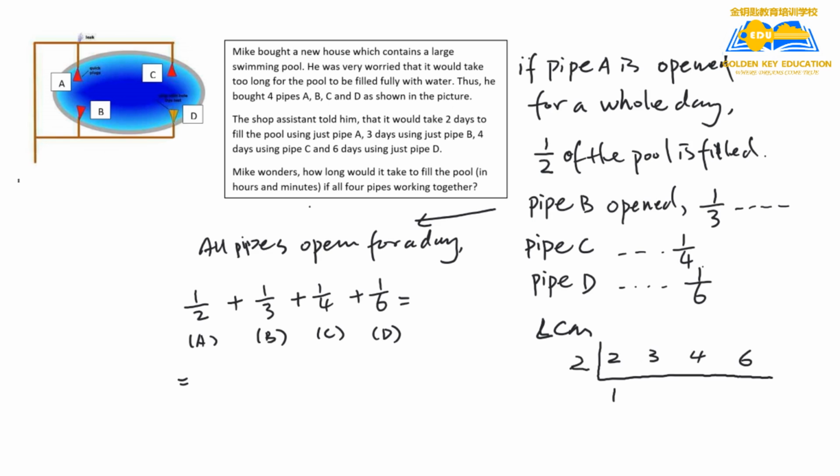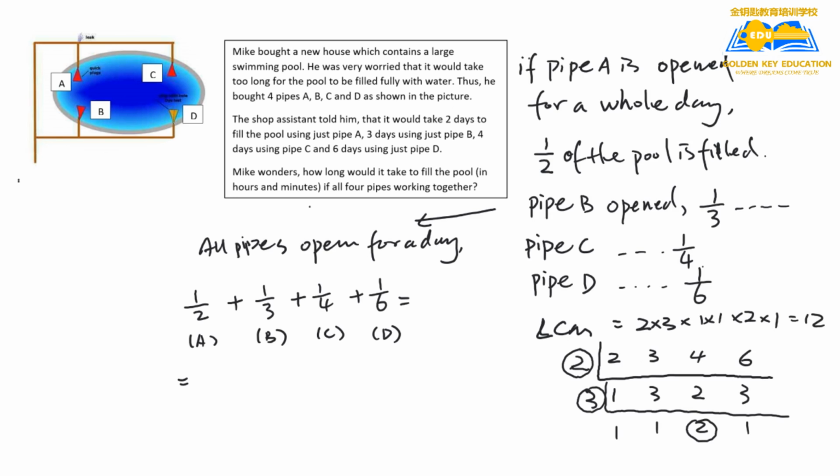So 2 divided by 2 is 1. 2 doesn't go into 3, just copy that down. 4 divided by 2 is 2. 6 divided by 2 is 3. Just keep going. You may realize 3 also goes in here, so we get 1, 1, 2, and 1. Right now, all you need to do is multiply all these numbers together. Because these are all 1s, it doesn't really matter. So the lowest common multiple in this case is 2 times 3 times 2, which equals 12.